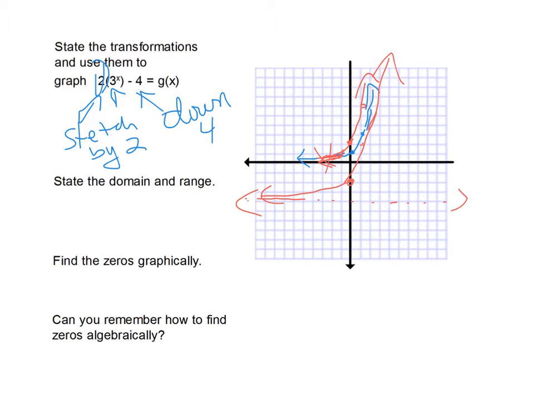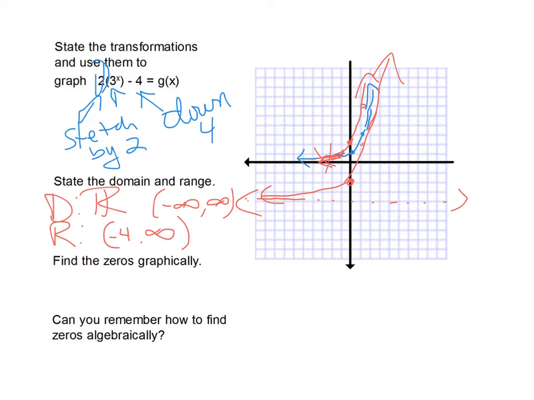So state the domain. The domain is all real numbers. Okay, if you really want to use interval notation, negative infinity to infinity. All right, and our range is everything above negative 4. So you could say y is greater than negative 4. Since I'm trying to use interval notation, I'm going to do negative 4 to positive infinity.